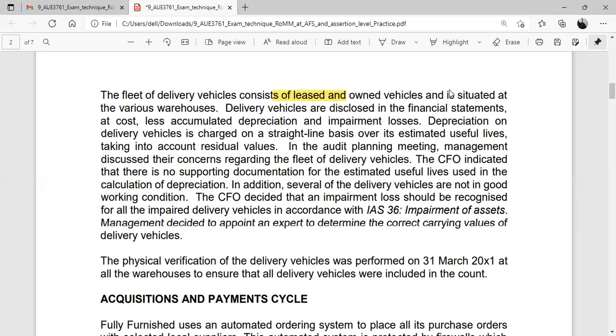So I'm going to take two more assertions and we'll move on to the next question. Let's see. We've spoken a lot about accuracy, valuation, and allocation. We've also spoken about the operating lease, if it's an operating lease not being recorded as an expense. So which assertion would that be?